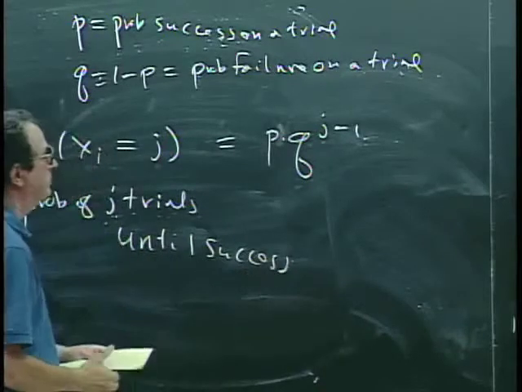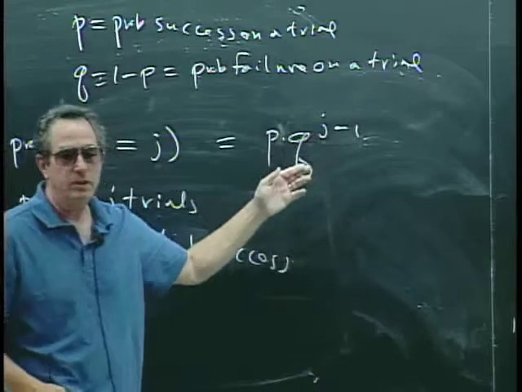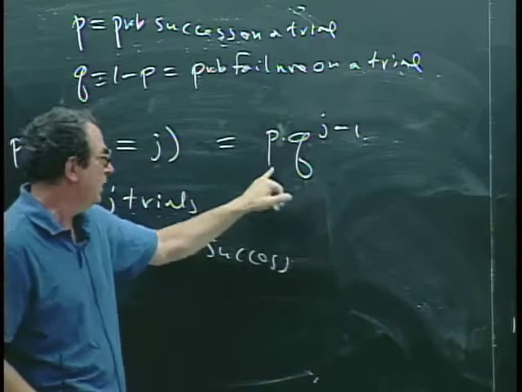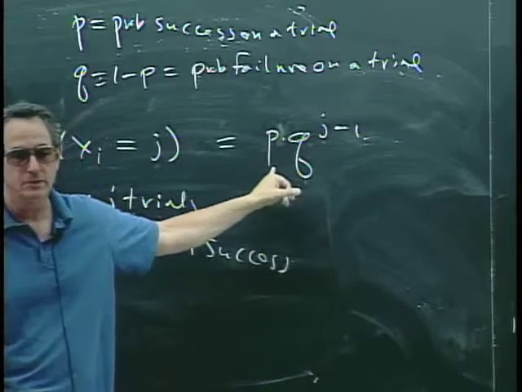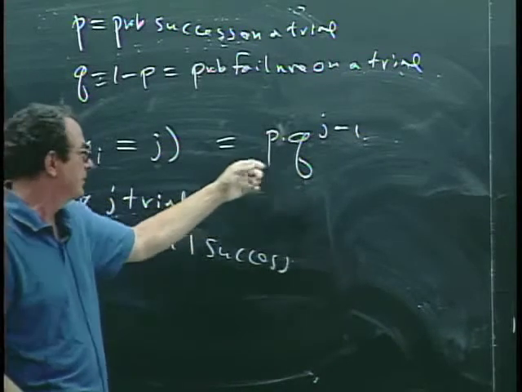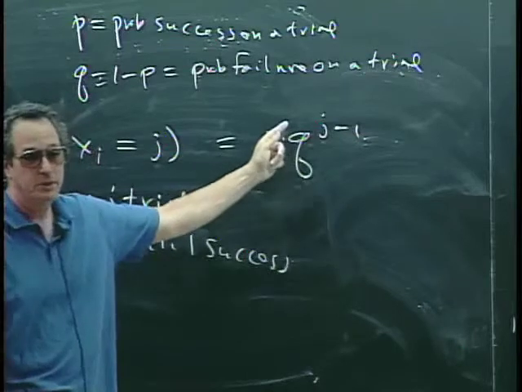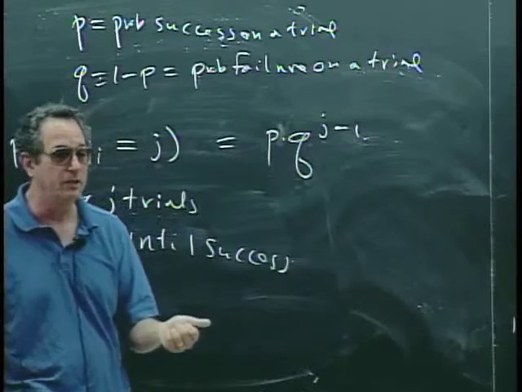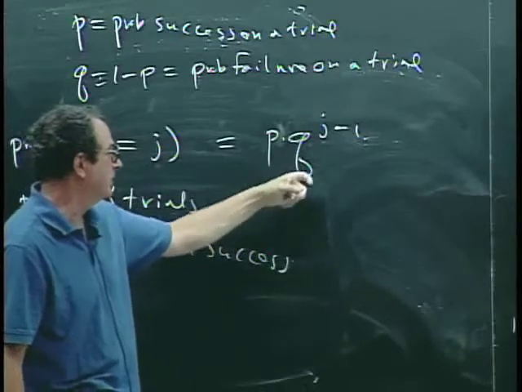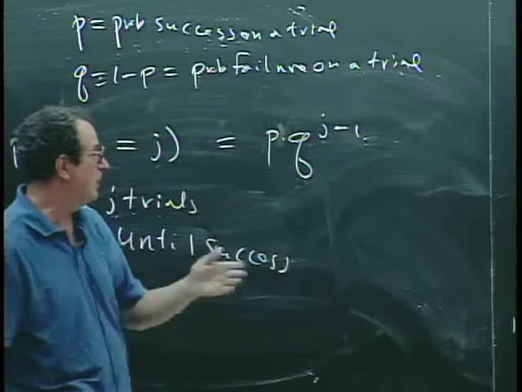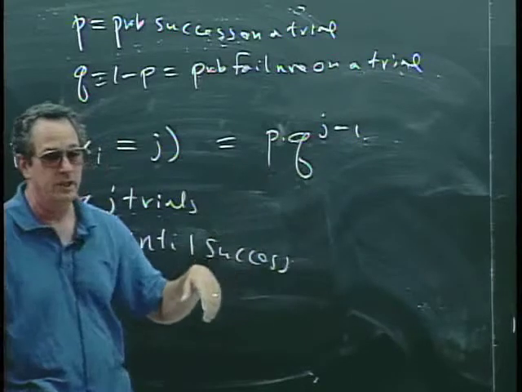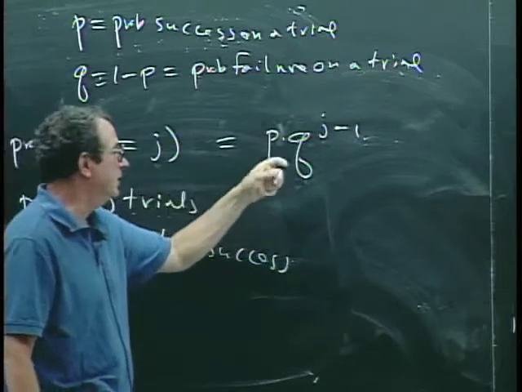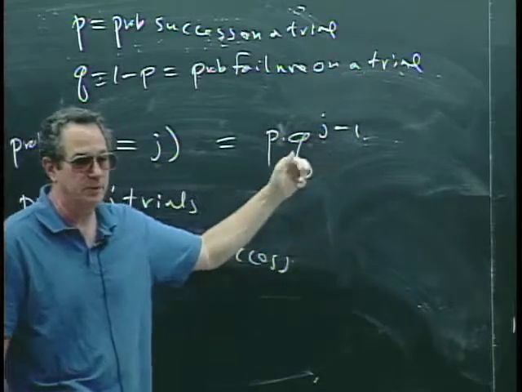And why is that? Because you're saying j minus 1 times you're failing, each time with probability q, and 1 time you're succeeding, with probability p. So the success is part of this term. And why are we multiplying? Each trial has a probability p of success and q of failure. We're saying j minus 1 failures and 1 success, and the probability of that happening is q times q times q, j minus 1 times, then p.